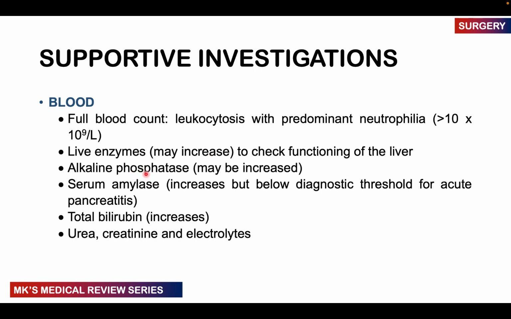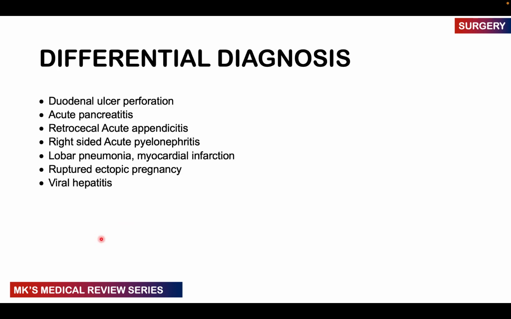Remember, whenever there's a biliary pathology, this enzyme tends to increase. The serum amylase may be increased, but below the diagnostic threshold for the one that we know for acute pancreatitis. You may also get some total bilirubin being increased. You also want to get your urea, creatinine, and electrolytes.